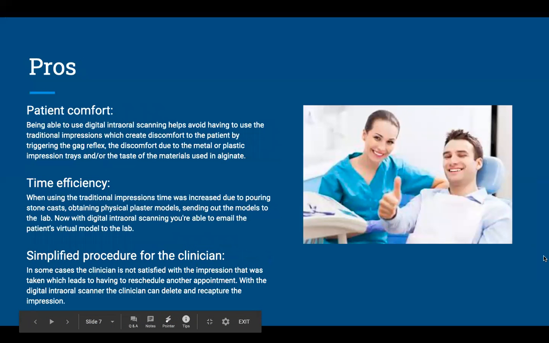So some advantages, there's actually a lot of advantages to digital impressions, one being patient comfort. Being able to provide a comfortable setting for your patient is very important to build that rapport and also for patient retentiveness. And you are alleviating the other materials like alginate and the big metal or plastic impression trays, so they don't have a mouthful of stuff in their mouth, which can cause some pain even.